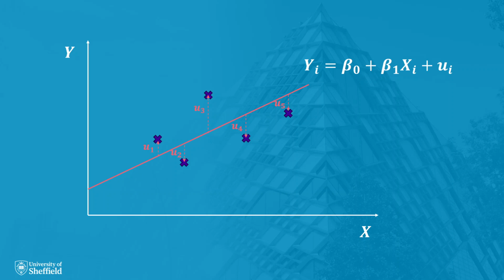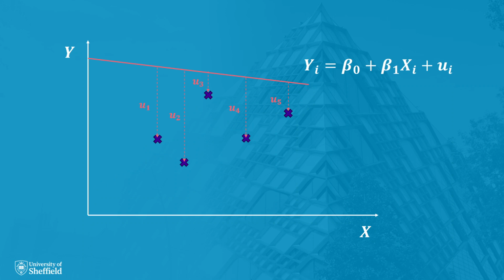Let's now do the same calculation for another line. We can see clearly here that except for U3, these vertical distances are much bigger. So when we square each of these errors and sum them together, we will end up with a higher total than before. Therefore, as we're trying to find the smallest sum of squared errors possible, this line is a better candidate for the regression line than this one.